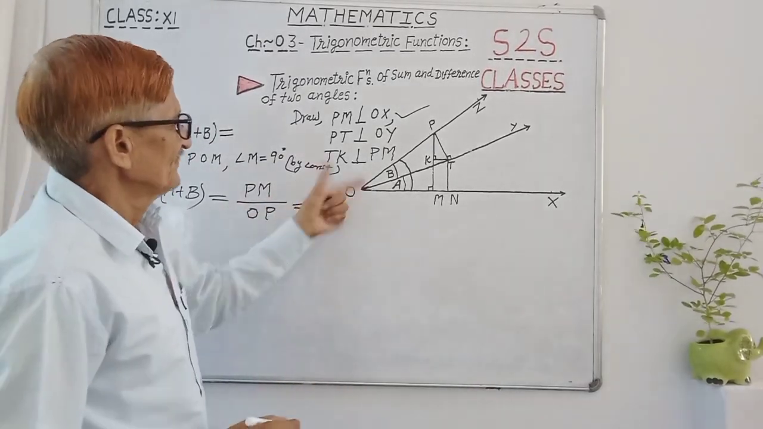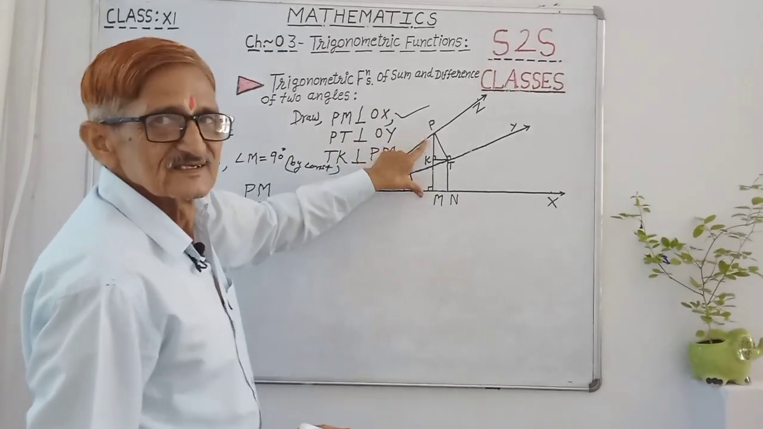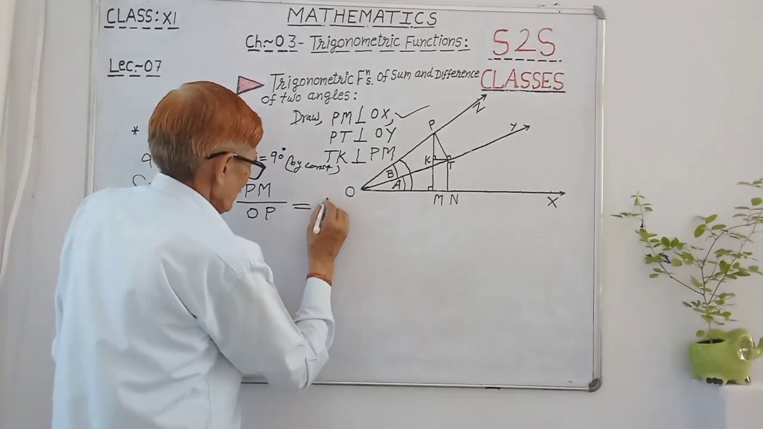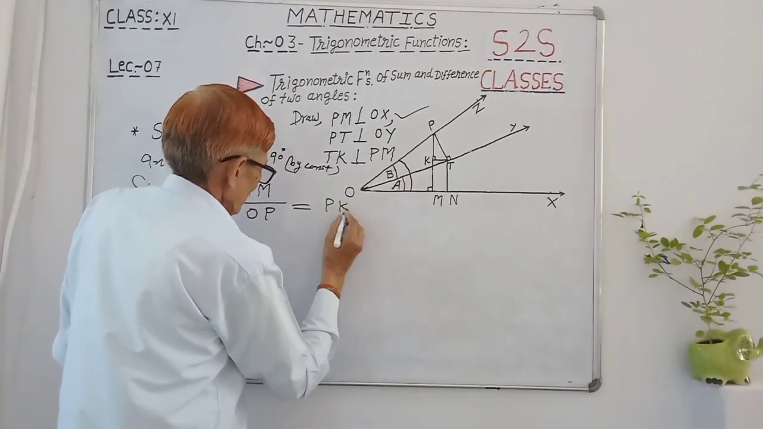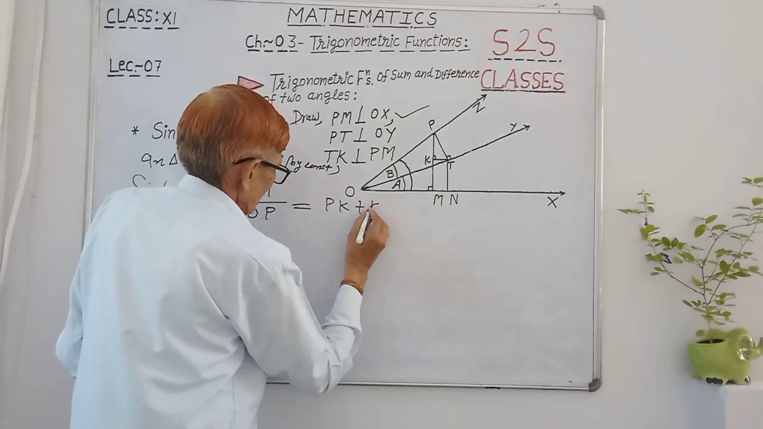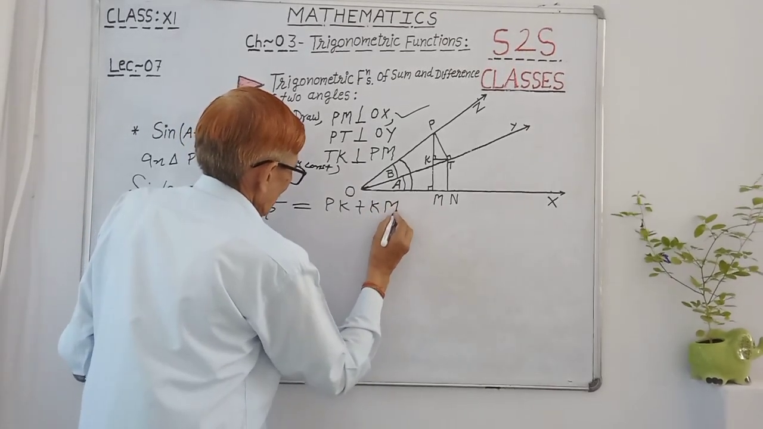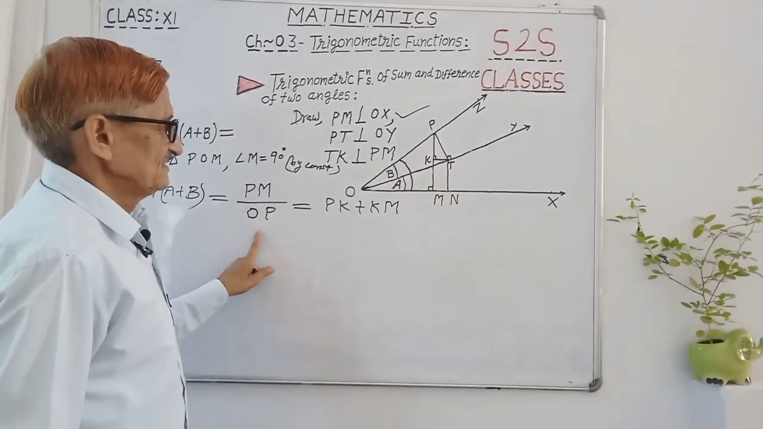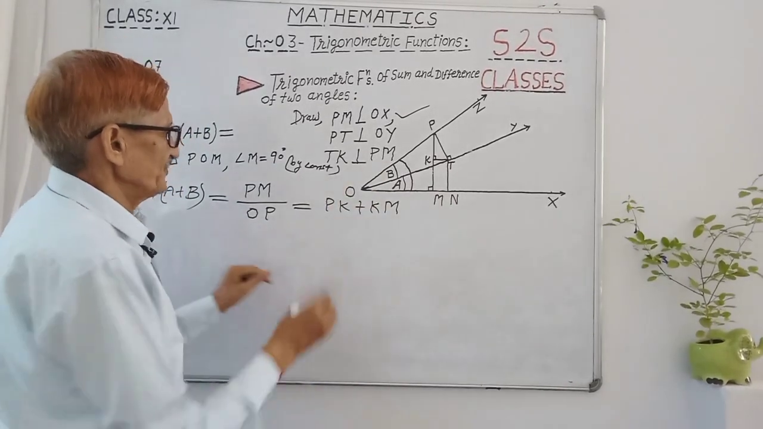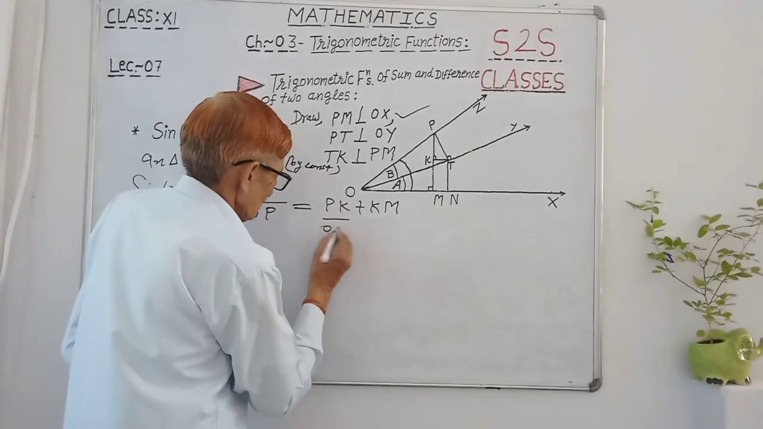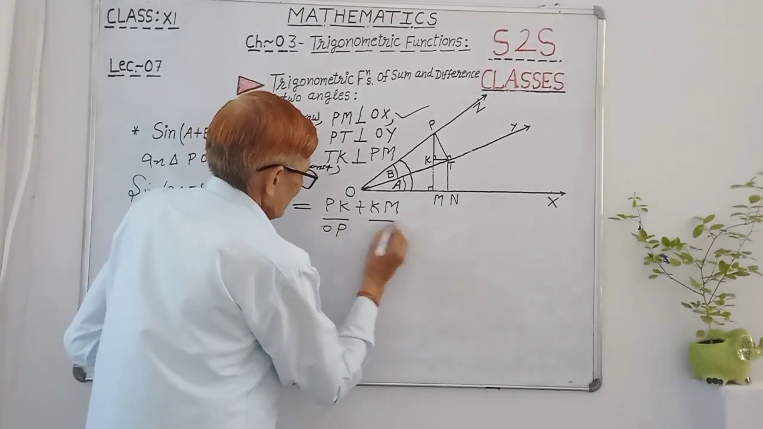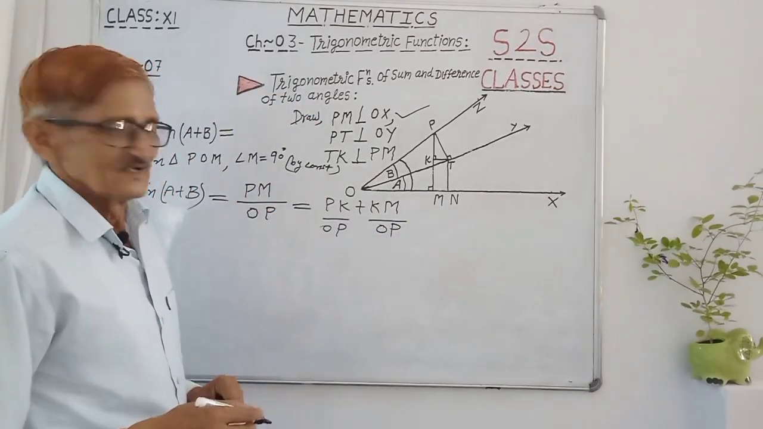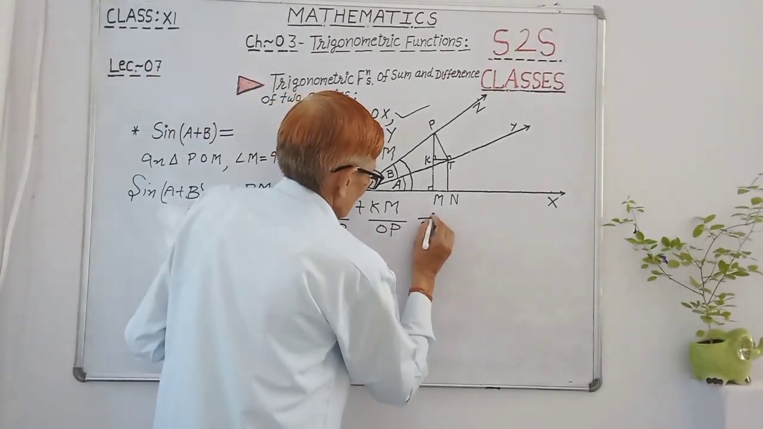Now PM we break into two parts, PK plus KM. By the figure, PM we can write as PK plus KM, and OP stays as it is. So divide by OP here also, and divide by OP in this also. We can write this.